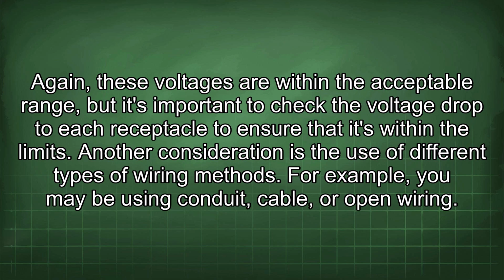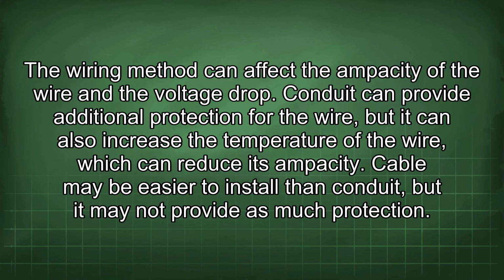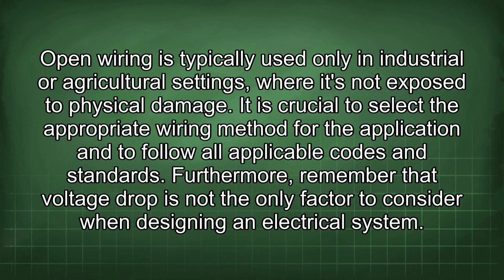Another consideration is the use of different types of wiring methods. For example, you may be using conduit, cable, or open wiring. The wiring method can affect the ampacity of the wire and the voltage drop. Conduit can provide additional protection for the wire, but it can also increase the temperature of the wire, which can reduce its ampacity. Cable may be easier to install than conduit, but it may not provide as much protection. Open wiring is typically used only in industrial or agricultural settings where it's not exposed to physical damage. It is crucial to select the appropriate wiring method for the application and to follow all applicable codes and standards.